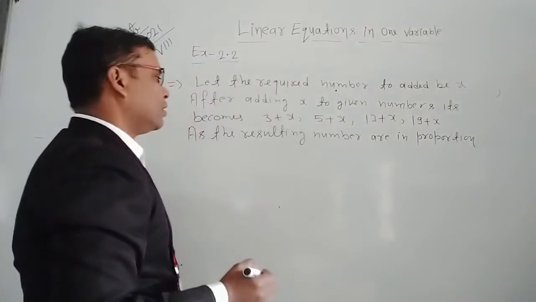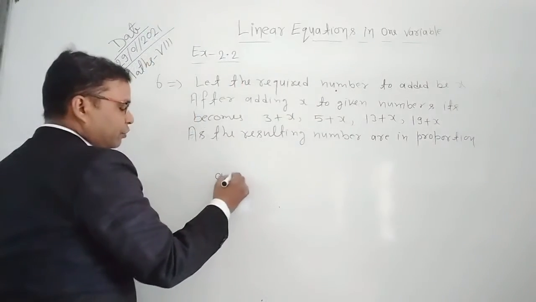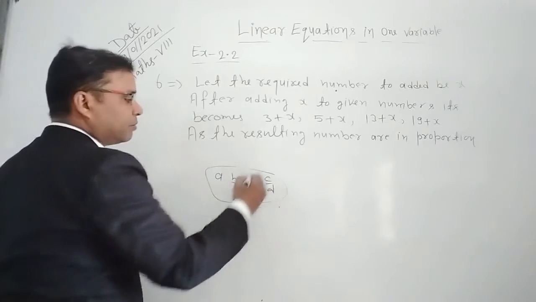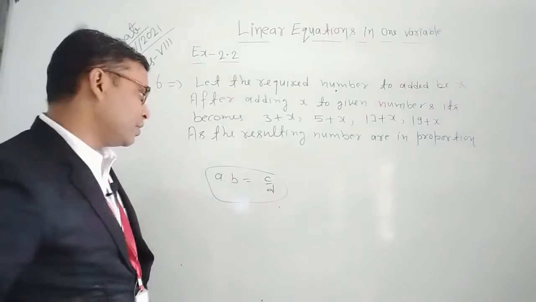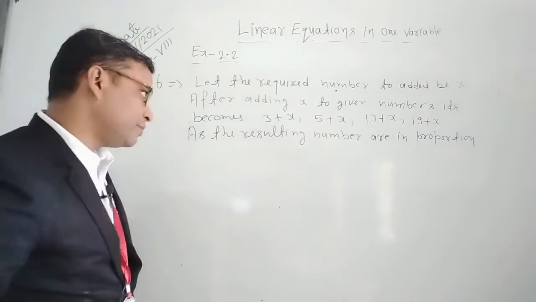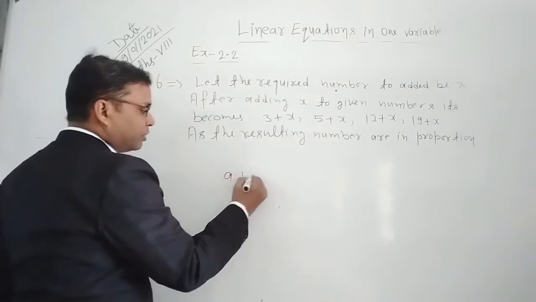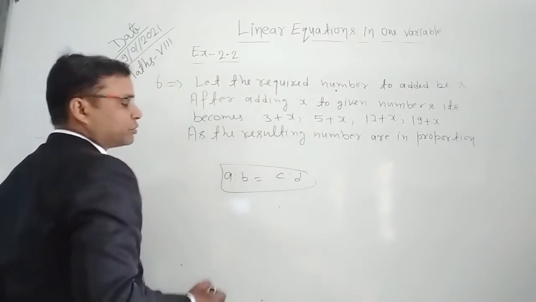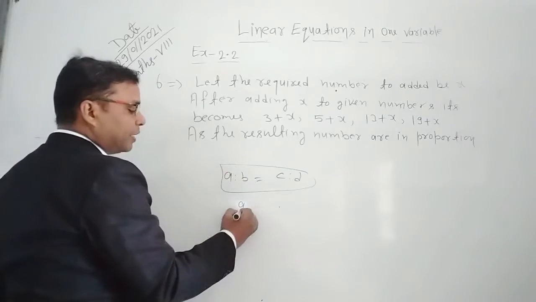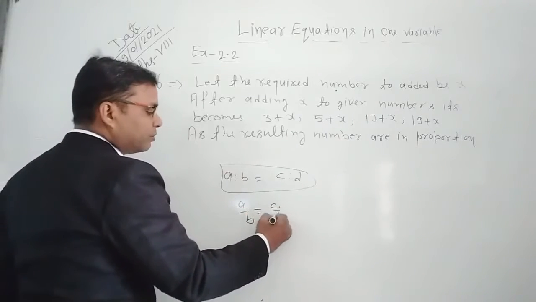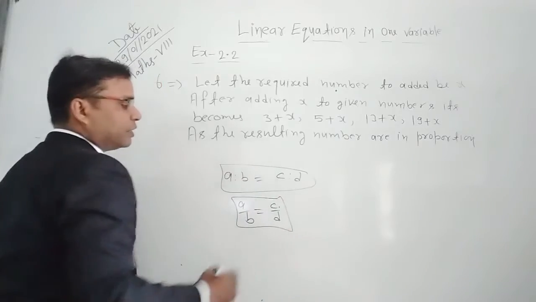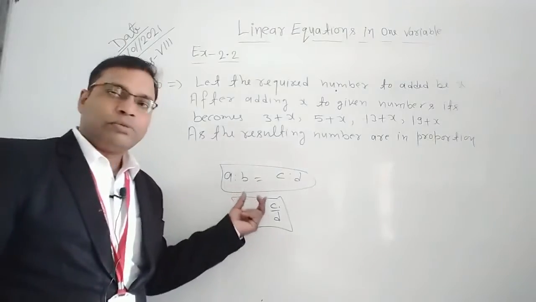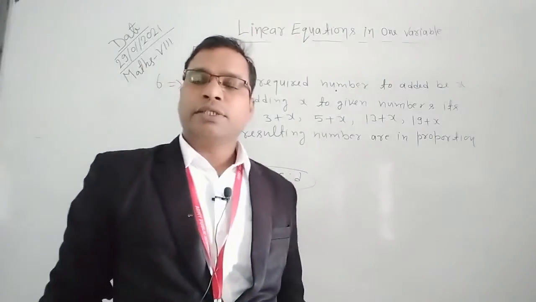So if two ratios are equal, if A ratio B is equal to C ratio D, they are in proportion. You can also write it as A by B is equal to C by D. This is clear. Students, this is the rule to form a proportion. If two ratios are equal, then you can say they form a proportion.